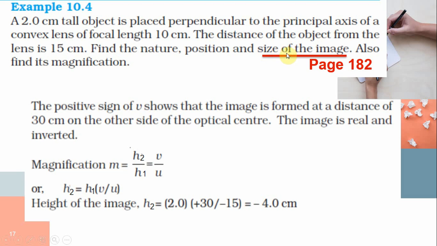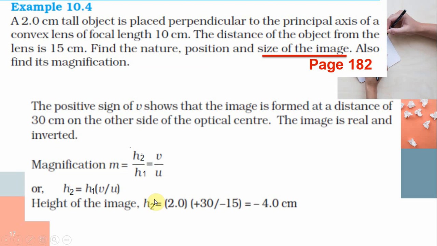Here plus indicates the right side of the lens. Then we need to find the size of the image. We already discussed the formula for magnification: m is equal to h2 by h1, and m is equal to v by u. Solving these two equations, h2 is equal to h1 into v by u. Now we substitute the values of h1, v and u.